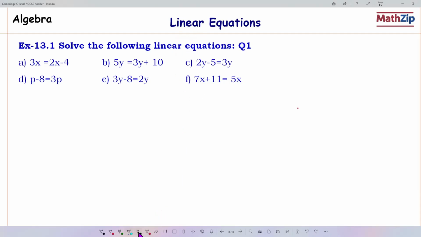Linear equation. Question A. 3x equals 2x minus 4.